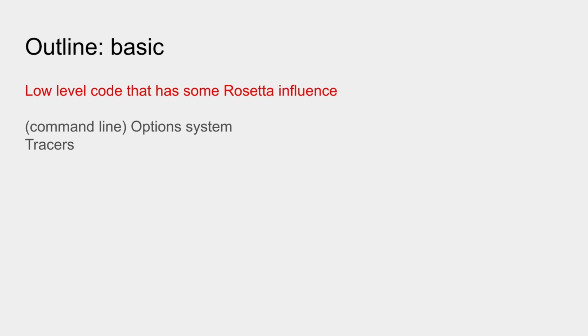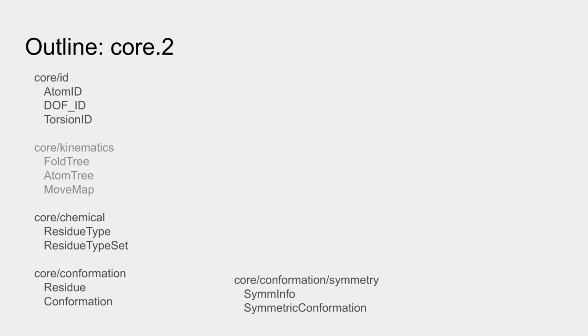Basic is the first one that really has some low-level Rosetta code. The option system is implemented here, and then the tracers, which has to do with your logging system. Core 1 has the types implemented, and we're going to go over that. We did talk about graphs yesterday, so graphs are in Core 1 as well.